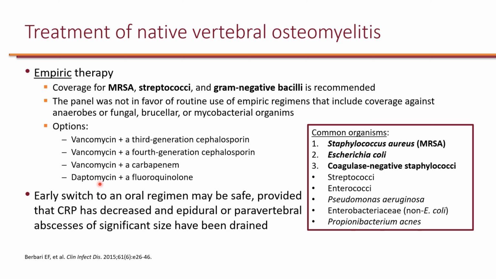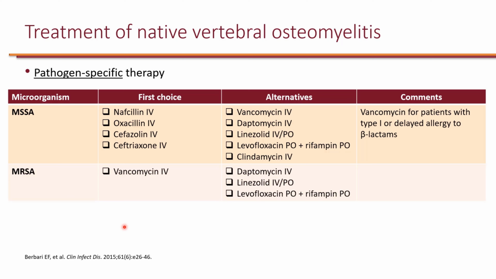Now keep in mind that early switch to an oral regimen may be safe provided that C-reactive protein has decreased and epidural or paravertebral abscesses of significant size have been drained. So basically that will indicate source control. Now once the culture results come back, then it's important to switch empiric therapy to pathogen-directed therapy. And here are the recommendations for specific pathogens.